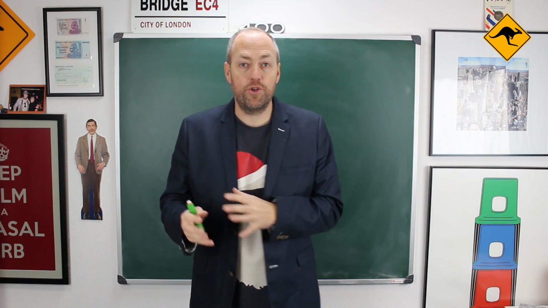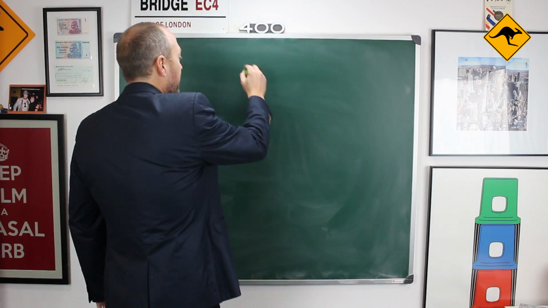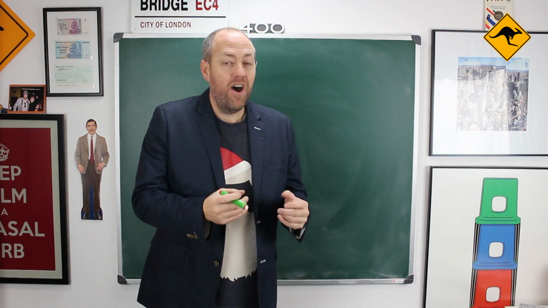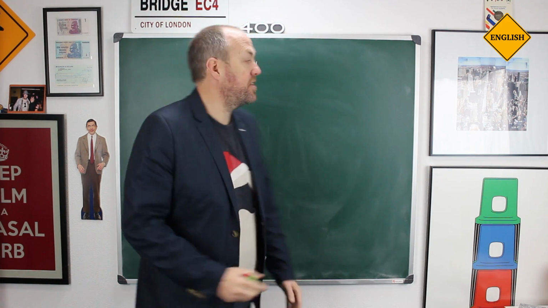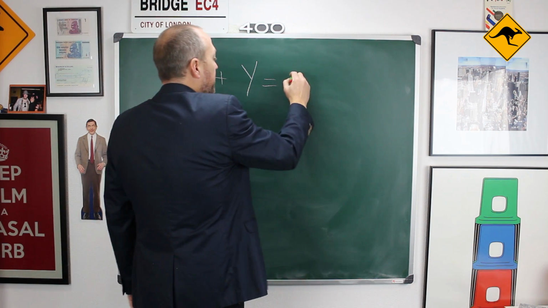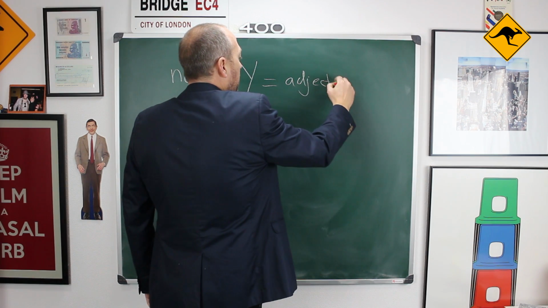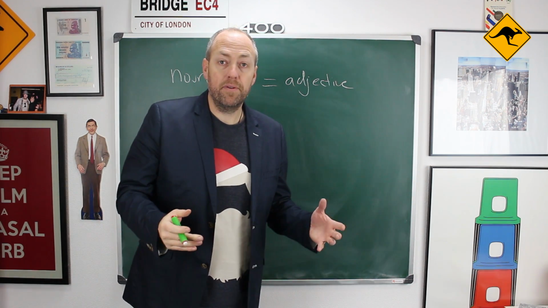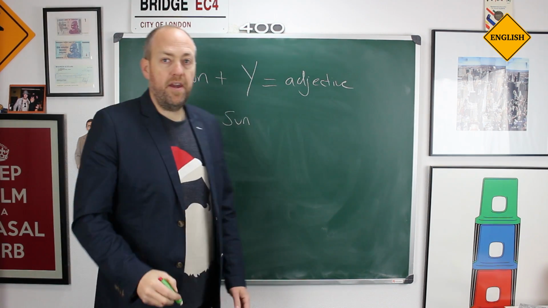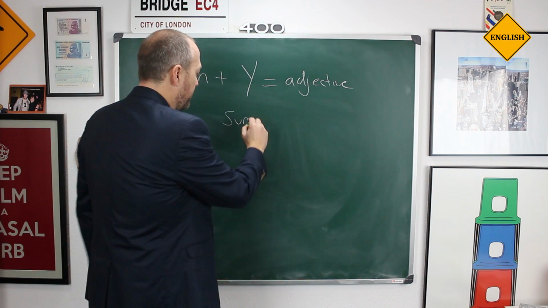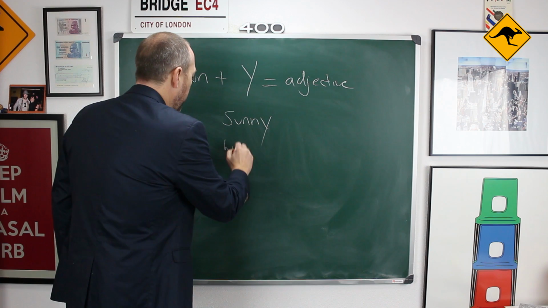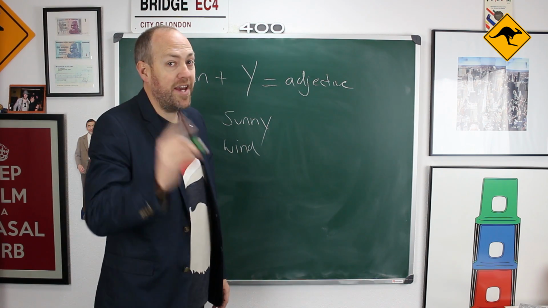So the first one I want to show you is very simple. It's Y. And basically you can put Y on any noun and create an adjective. Okay? Noun plus Y equals adjective. So for example, if there is a lot of sun, then we can say today is sunny. Or if there is a lot of wind, we can say that today is windy.